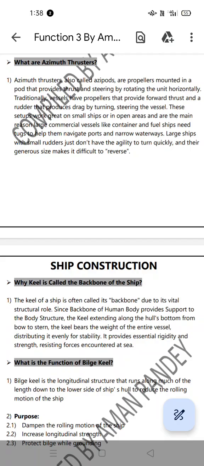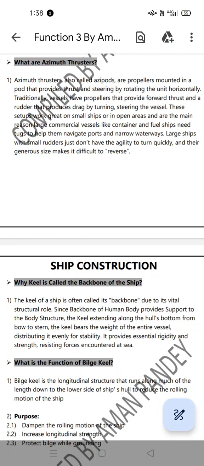The propeller is mounted on a unit which moves horizontally and helps in steering the vessel. It is commonly used on small vessels and is not possible to use on large vessels. Therefore, container vessels and other large vessels require tugs for the steering movement. It is also very difficult to reverse.